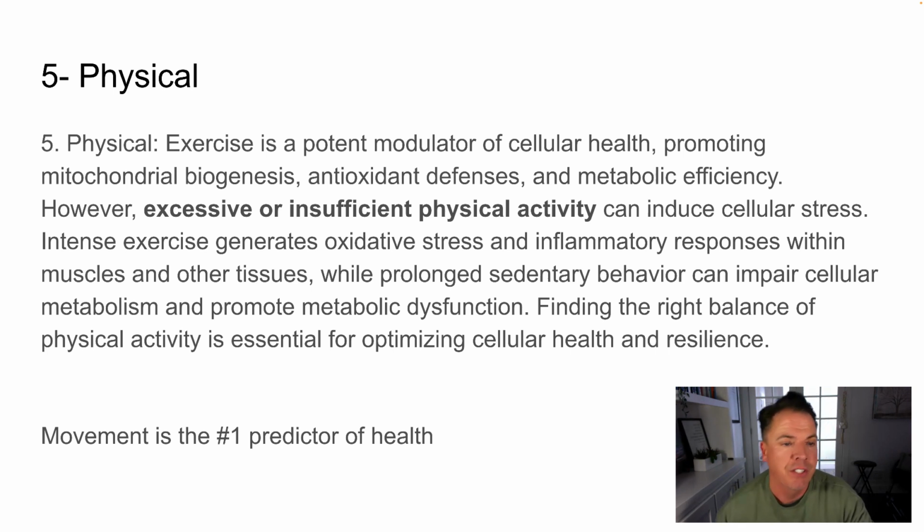Number 5 is physical exercise. This is a potent modulator of cellular health. It promotes mitochondrial biogenesis, antioxidant defenses, and so forth. But it's important that excessive or insufficient physical activity can induce cellular stress, can cause those cells to go into cell danger response. So you got to find where your rhythm is. It's hard to overdo it, but people do. And you see this in marathon runners and endurance athletes who get themselves sick because they just go too hard.